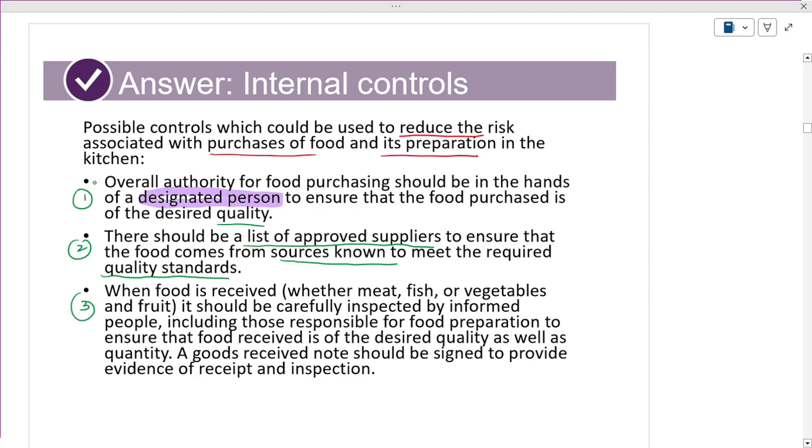Third one, when food is received, that's very important. This is all imagination of how it will work. When food is received, whether fish, meat, vegetable, any food, it should be carefully inspected by informed people. When you are receiving the food, you have to verify that it has been inspected, including by the person responsible for the food. It should not be inspected by one person. It should be inspected by two different authorized persons.